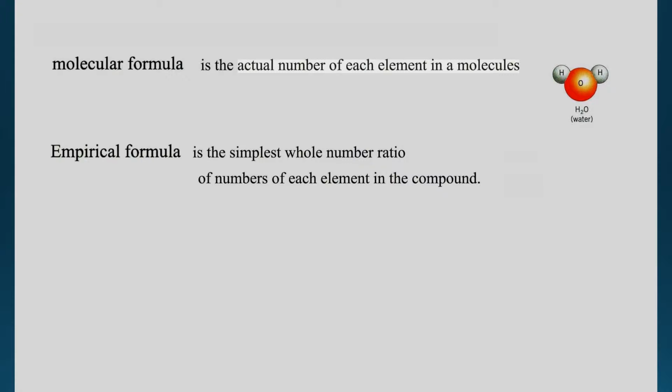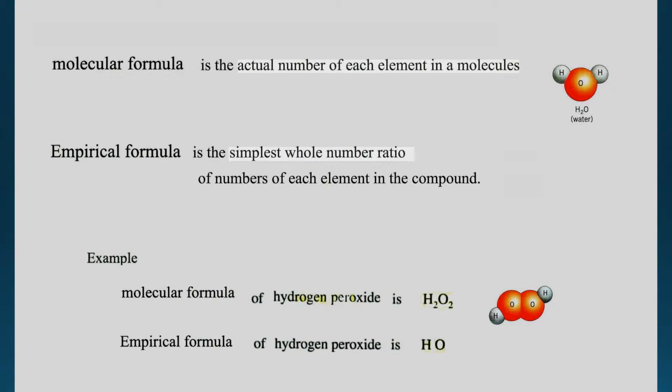Then what is an empirical formula? Empirical formula simply is the whole number ratio. It is the simplest whole number ratio of the elements in a compound. I give you an example. The molecular formula of hydrogen peroxide is H2O2. Then if I put it in empirical formula, I need only the simplest whole number ratio. So I only get HO, because H2O2, I divide by 2, gives me HO.